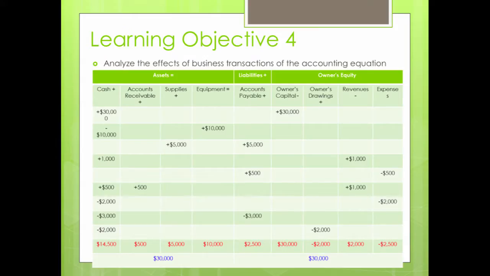This is what the tabular form looks like. You had the opportunity to review some transactions and record them in the appropriate account within the expanded accounting equation. And you learned that each account must be added in order to determine the balance of each account. You can see the balance of each account in the color red. And finally, you had to make sure that the accounting equation was balanced, which can be shown in the color blue.